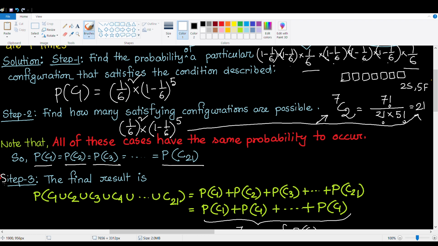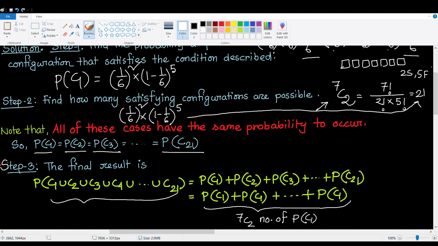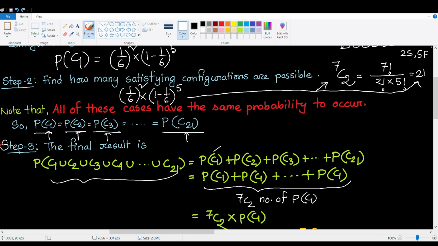Now for step 3, the final result is the union of all these cases, because either C1 or C2 or C3 or up to C21, if any of these cases happen, we are fine with it. Therefore, P of C1 union C2 union C3 up to C21 would be my final result. Now you know that these events are disjoint, therefore the probability would be simply the sum of all these results. Since each of these values is equal, we are going to replace them by, say, P of C1.